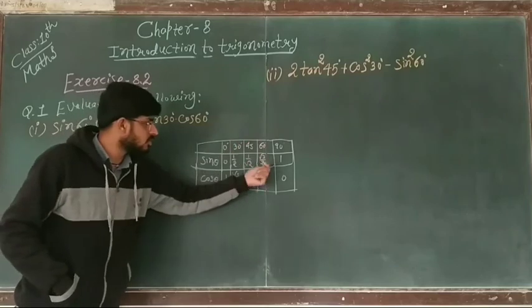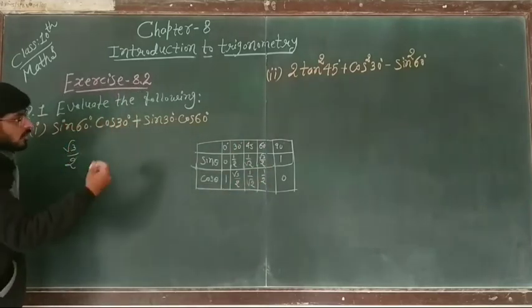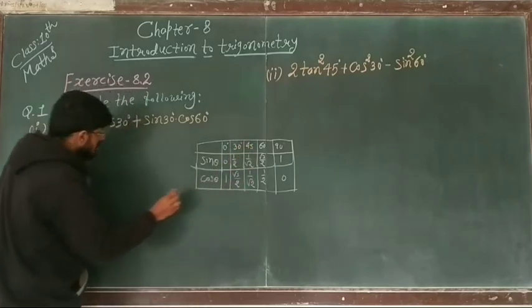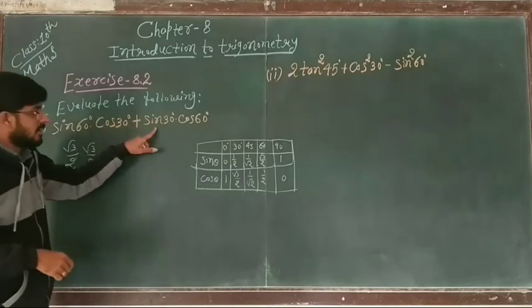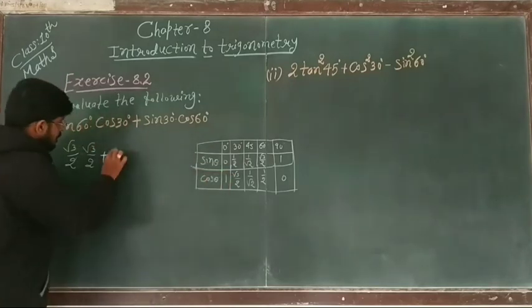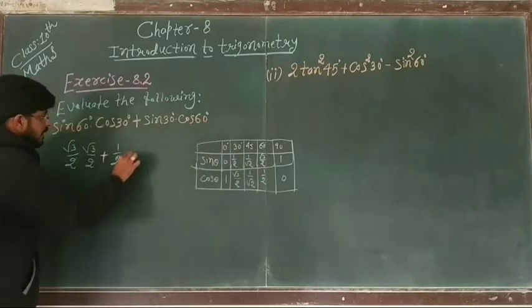Sin 60 degree is root 3 by 2 into cos 30. So again cos 30 is root 3 by 2 plus sin 30 degree. Sin 30 degree is 1 by 2 into cos 60. So cos 60 is again 1 by 2.